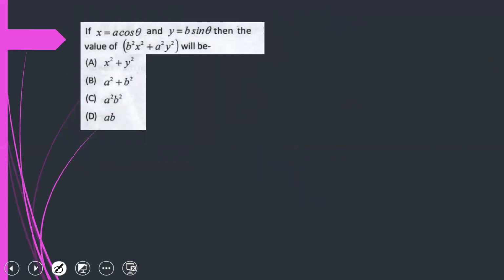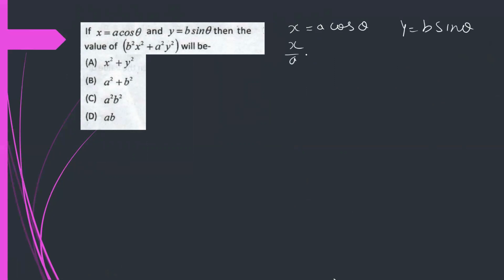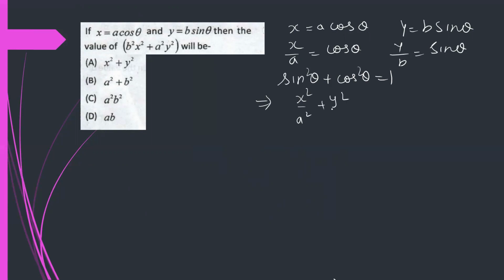x equals A cos theta and y equals B sin theta. Then the value of B square x square plus A square y square will be. See, we are provided with x equals A cos theta and y equals B sin theta, which means x over A is equal to cos theta and y over B equals sin theta. We know that sin square theta plus cos square theta equals 1, which means x square by A square plus y square by B square equals 1.